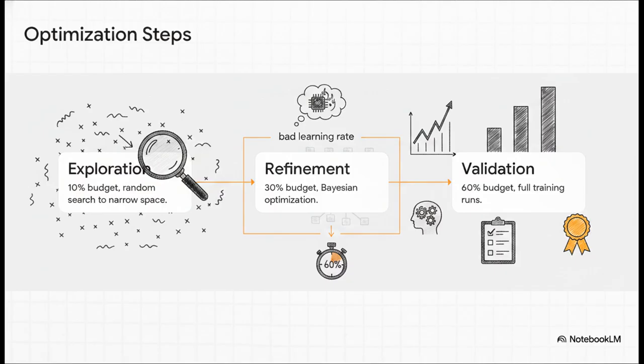Step 2 is focused refinement. You spend 30% of the budget using techniques like successive halving or Bayesian optimization to really zero in on the best configurations. And finally, Step 3 is final validation, where you use your remaining 60% budget to train your top configs to convergence on a holdout set.